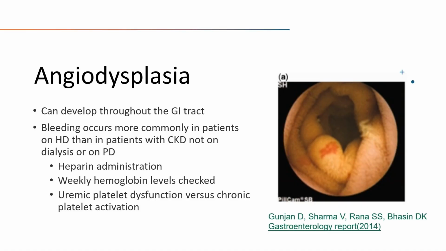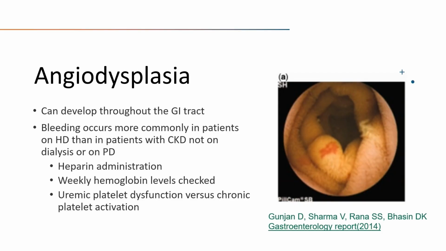And there are several factors that could be contributing here. Hemodialysis patients are getting regular administration of heparin. So bleeding that may not have been clinically overt may become more overt and require intervention. They also have weekly hemoglobin levels checked. So if there's something that may have escaped notice, we may see a drop in the hemoglobin and investigate further and find AVMs. And then there's chronic platelet activation.